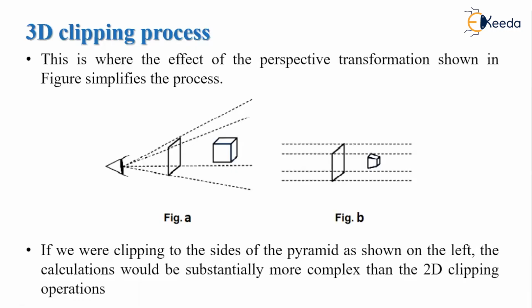If the whole object is visible, we have to keep the object as it is. If we were clipping from both sides of the pyramid as shown in the figure, then the calculation will be substantially more complex than the 2D clipping. So sometimes the calculation will be more complex than the 2D one.